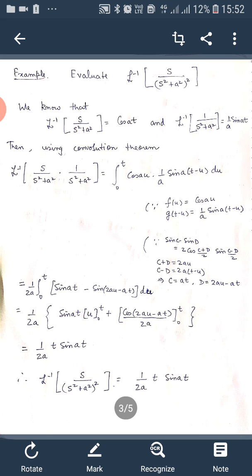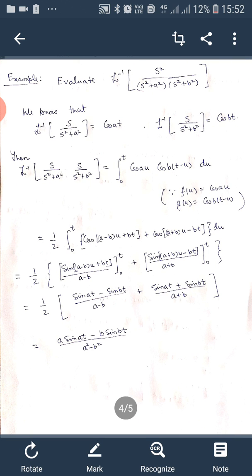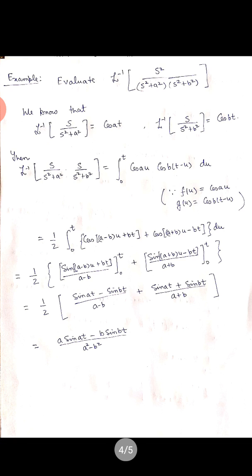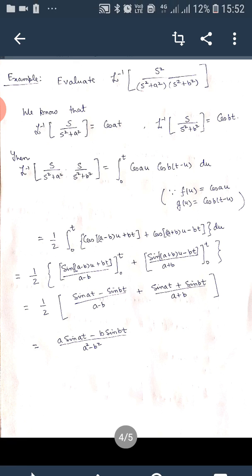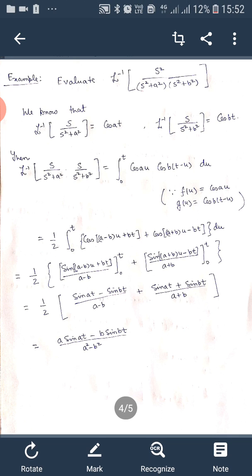Let us look at another problem of evaluating the inverse Laplace transform of a function s square over (s square plus a square) times (s square plus b square). So again, there are many ways to evaluate the inverse Laplace transform of this kind of function, but here we are going to use the convolution theorem to evaluate the inverse Laplace transform of this function here.